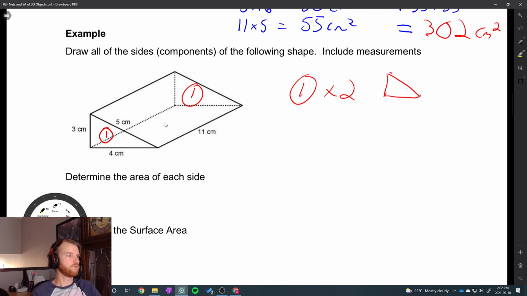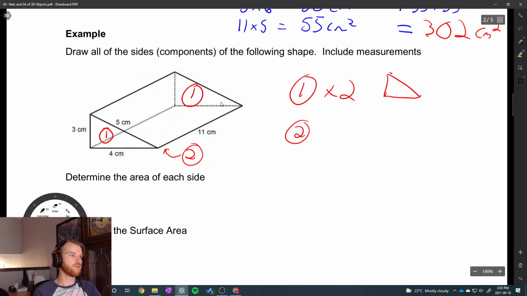Then we have the bottom. I'm just going to draw an arrow to try and show that that's underneath. Shape 2 is the underneath, and we only have 1 of these. This one is 4 by 11. It's 4 wide and 11 long. So that's this rectangle. I'll draw it this way so it's a bit more clear. That one is 4 by 11.